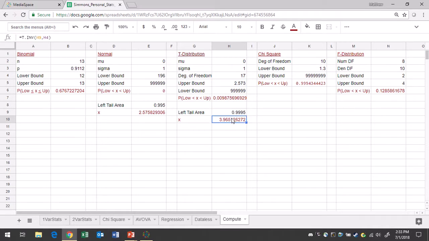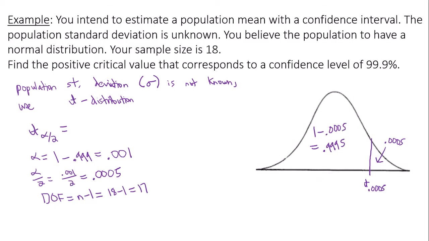And as you can see here, our critical value is going to be about 3.97. So 3.97 is what we're going to use for our data value, for our critical value, 3.97. So the answer is 3.97. That is our critical value. Remember, we had to use the t distribution here because the population standard deviation was not known. And that's always going to be the case.